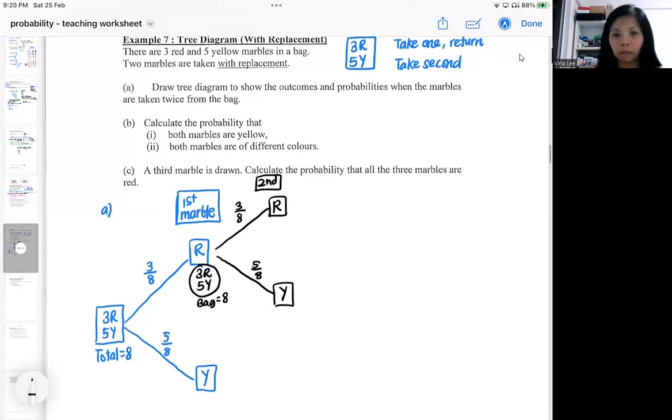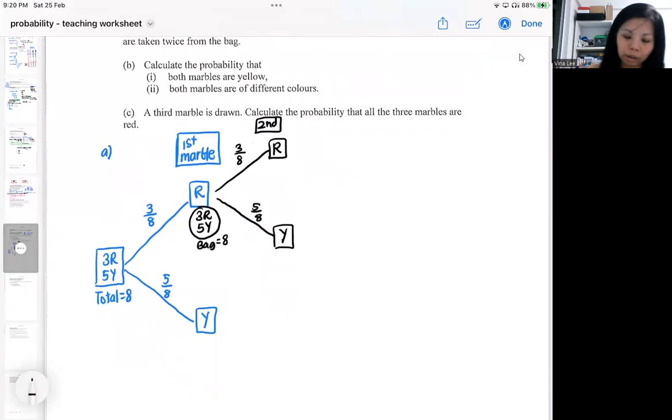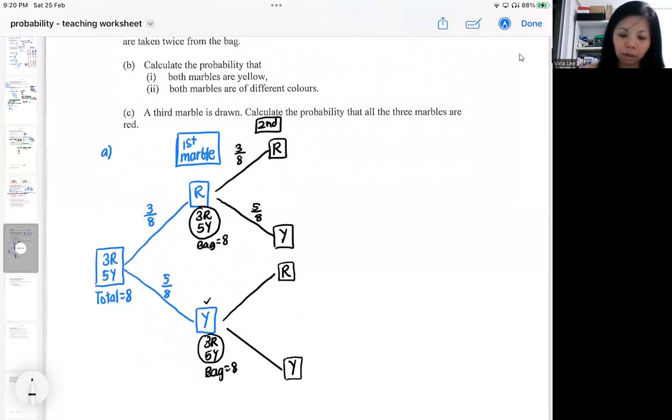But what if you take the yellow color and then you return the yellow color? Your bag will still look like this because you returned it. So in a scenario where the first marble is yellow, you return that yellow, and you continue to pick the second marble, you are still going to get red or yellow. The probability will still be 3/8 and 5/8.